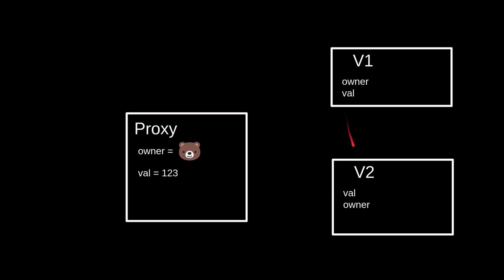Now let's also say that for version 2, we made some kind of mistake and we switch the order around. We declare bow first and then owner second. What can go wrong when we execute code against version 2?